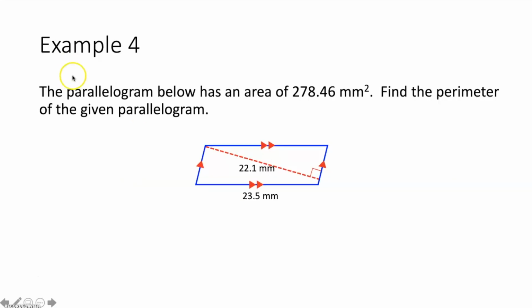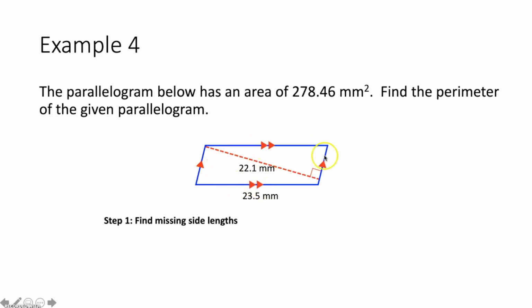Now, example 4 says the parallelogram below has an area of 278.46 millimeters squared, or square millimeters. Find the perimeter of the given parallelogram. Now, when finding the perimeter, you just need to add up all of these side lengths. But here we have 3 missing side lengths. So our first step should be to find our 3 missing side lengths.